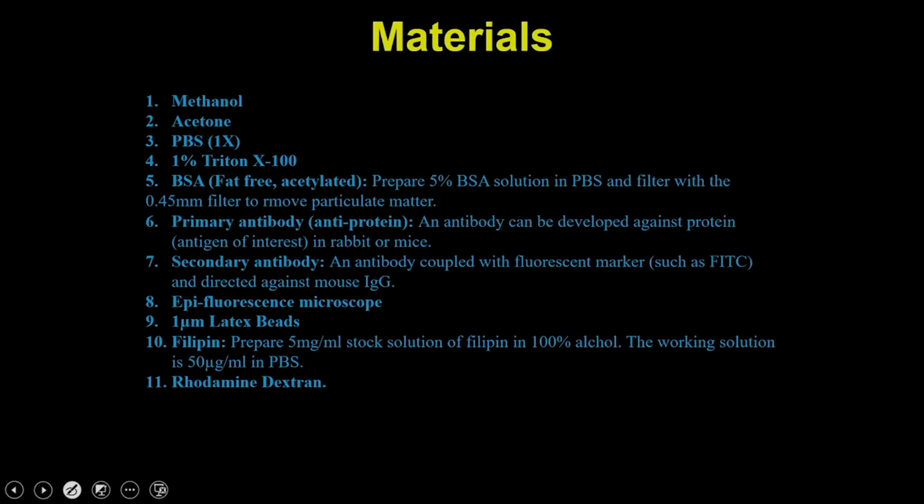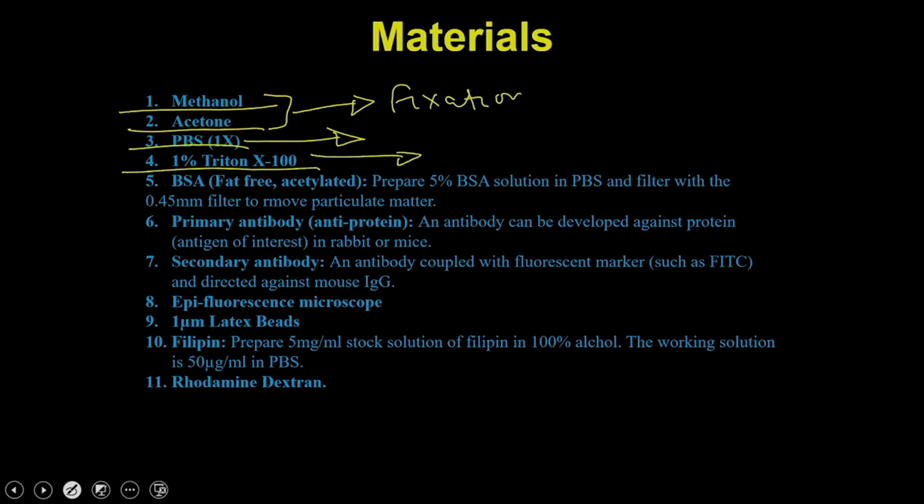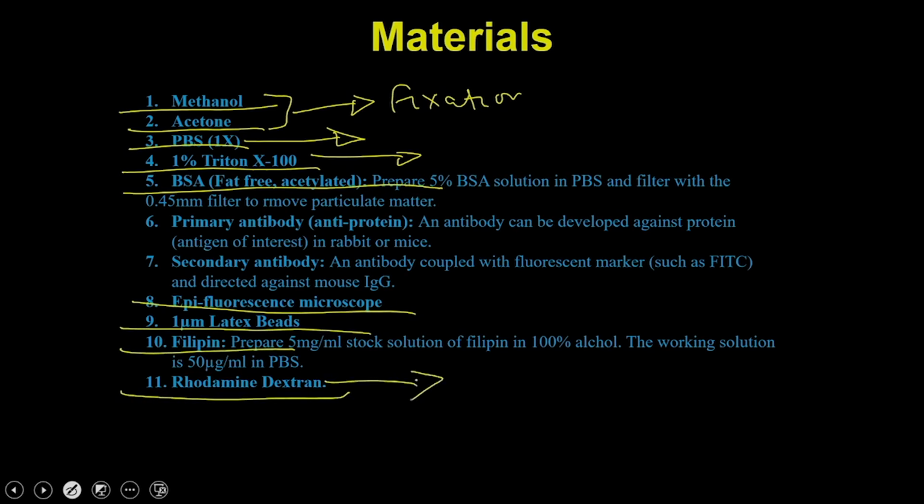The materials you require are methanol and acetone, for fixation; PBS, only for washing; Triton X-100, for permeabilization; BSA; epifluorescence microscope; 1 micron latex beads; and then rhodamine dextran. Rhodamine dextran is a fluorescent dye which allows you to label the lysosomes.